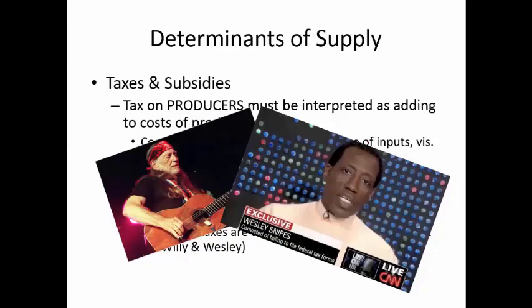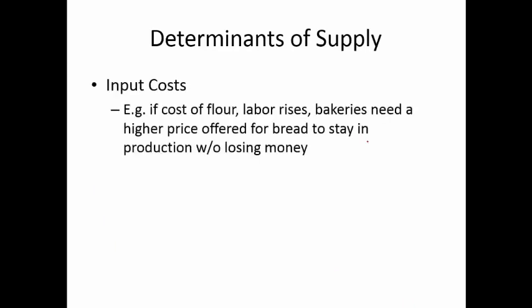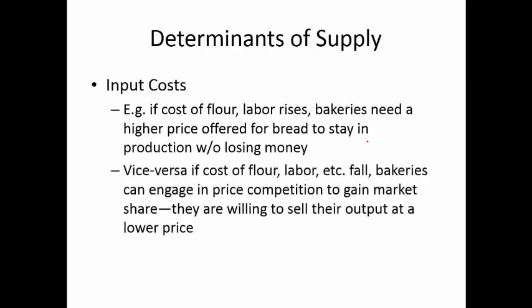You got to pay those if you want to stay in production. So if the taxes go up, your costs go up, and your supply curve will shift to the left. Now, input cost is an obvious one. If the cost of flour or the workers rises for the bread factory, the company needs a higher price on bread to stay in business without losing money, to cover its costs. And if those costs fall, the bread factory can lower its prices to capture more market share.